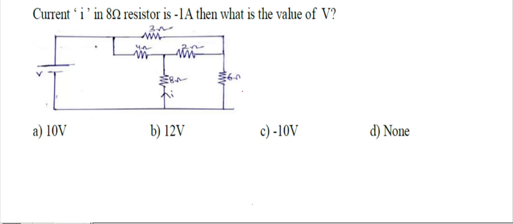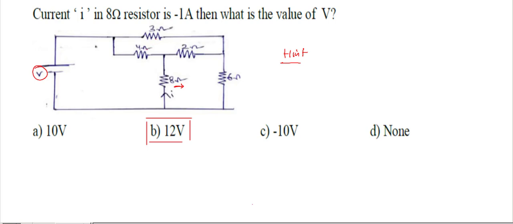The current in this 8 ohm resistor is given as minus 1 ampere. What is the value of this voltage V? Okay, so you do this, and you have to get answer option B. So I am giving the hint.